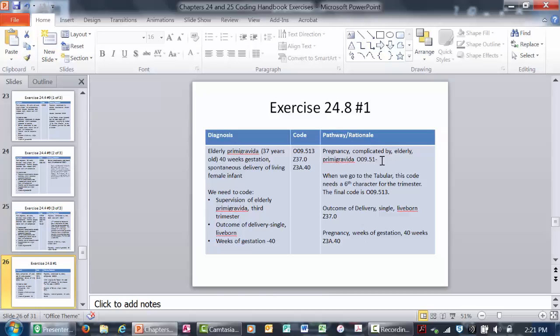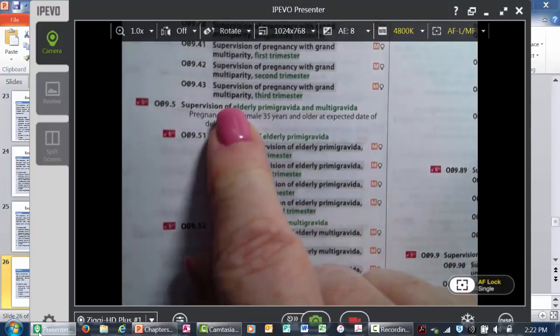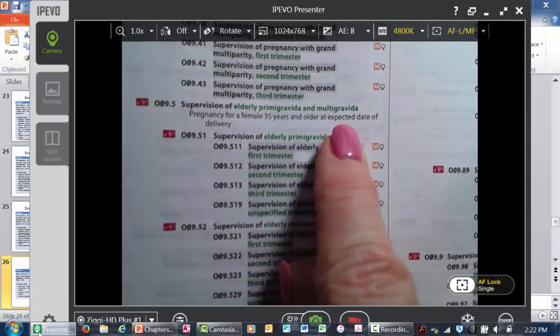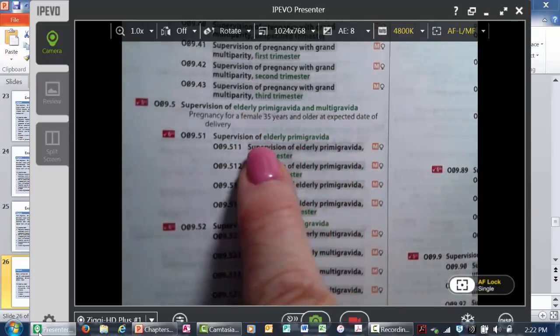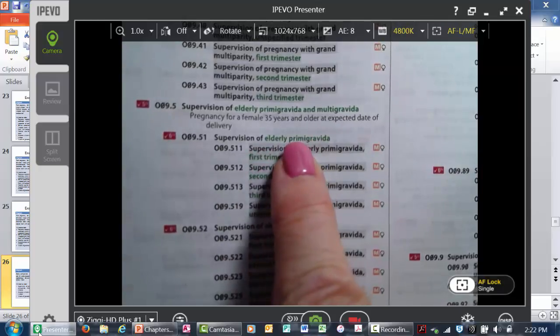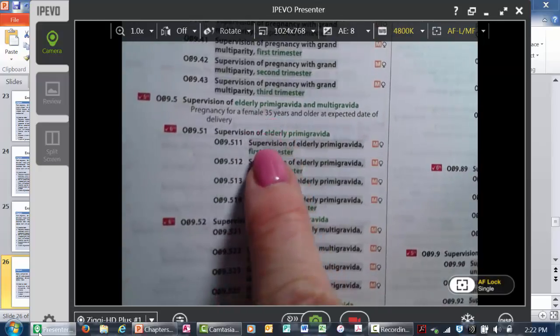And if you're wondering about the definition of a prima gravida, let's look at that. If you can't remember the definition of elderly prima gravida, it's right here in the code book. 35 and older at delivery. So your sixth character is going to be your trimester. Prima gravida is first pregnancy, multigravida, other than first, like second, third, fourth, whatever. But the age being 35 years and older.